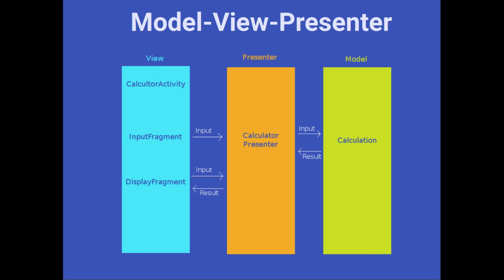So what's going to happen is when the input fragment or the display fragment receives any kind of user input event, any button click, it's going to pass that input to the calculator presenter, and then the calculator presenter is going to pass that input to the calculation class, which functions as our model. Now, as I mentioned before, our model is almost going to be a presenter in its own right, because it is going to do some checking. It's going to decide whether the input that it receives from calculator presenter is valid or not, and then it's going to return a result, either a valid result or an invalid result based on that.